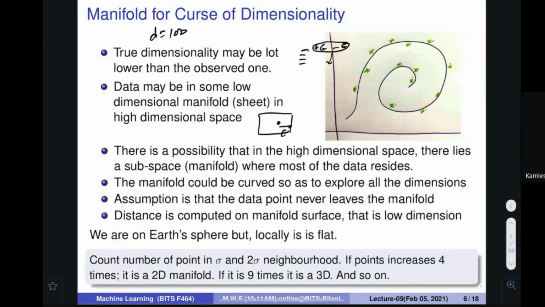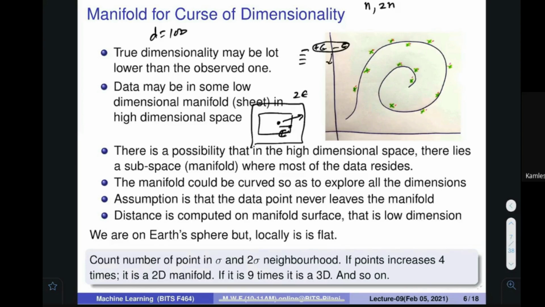First you find how many data items are in the epsilon neighborhood. Then you see how many data points are in the two epsilon neighborhood. If, earlier, you found n points and now you find 2n data points, it means the items are doubling. What does it mean?